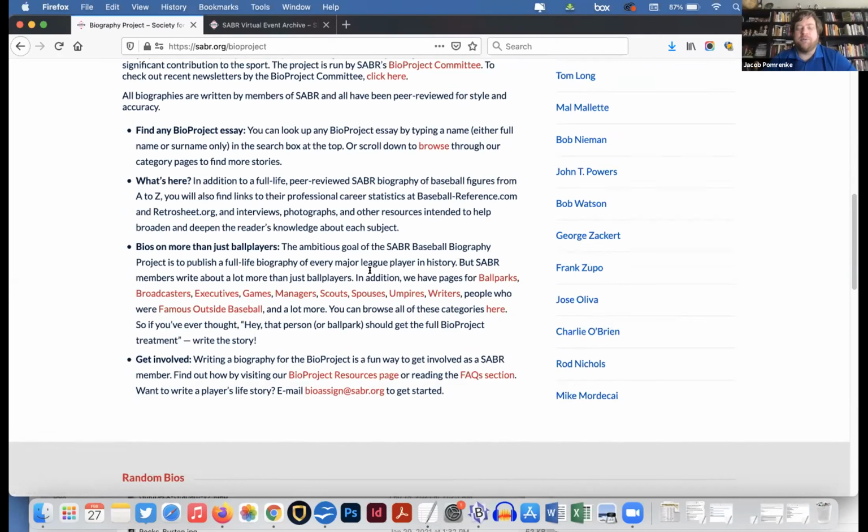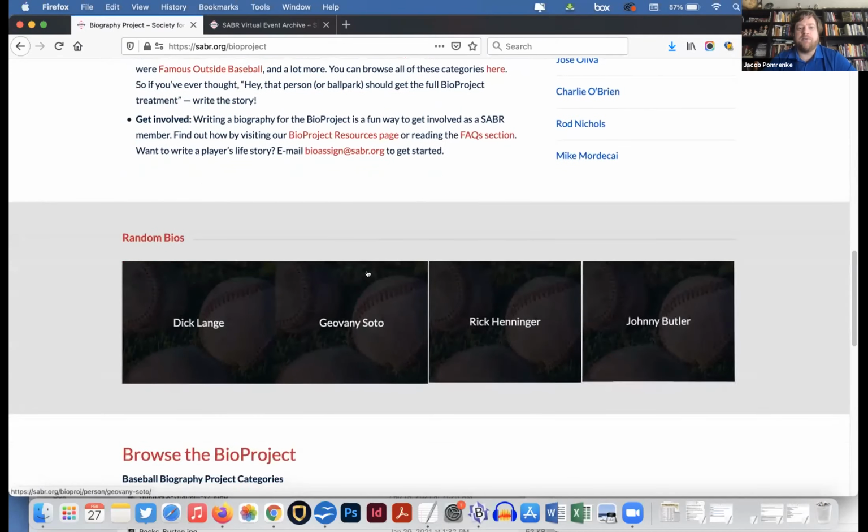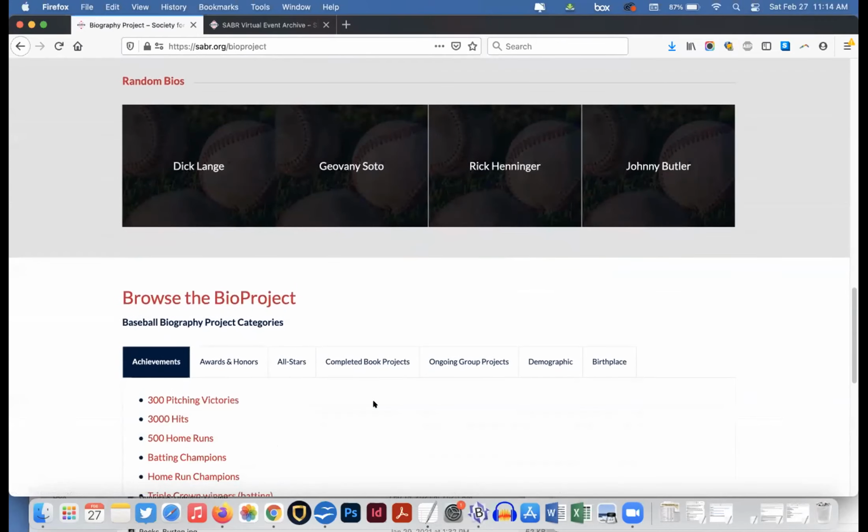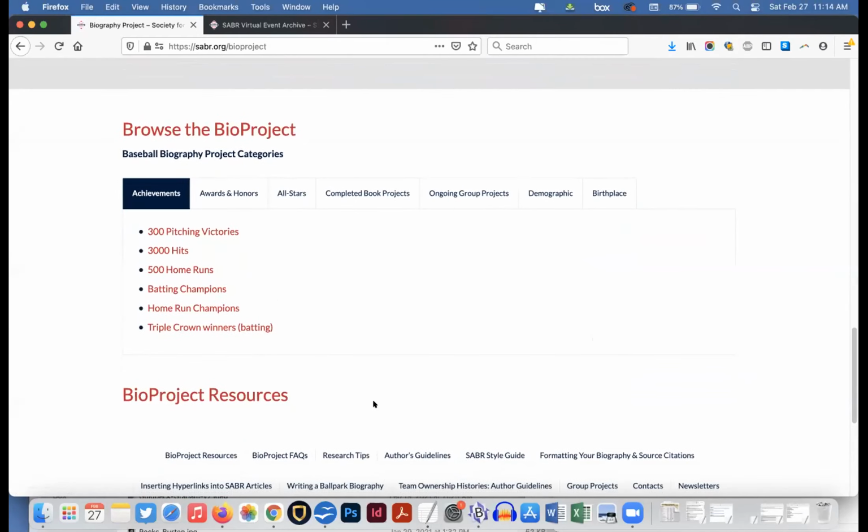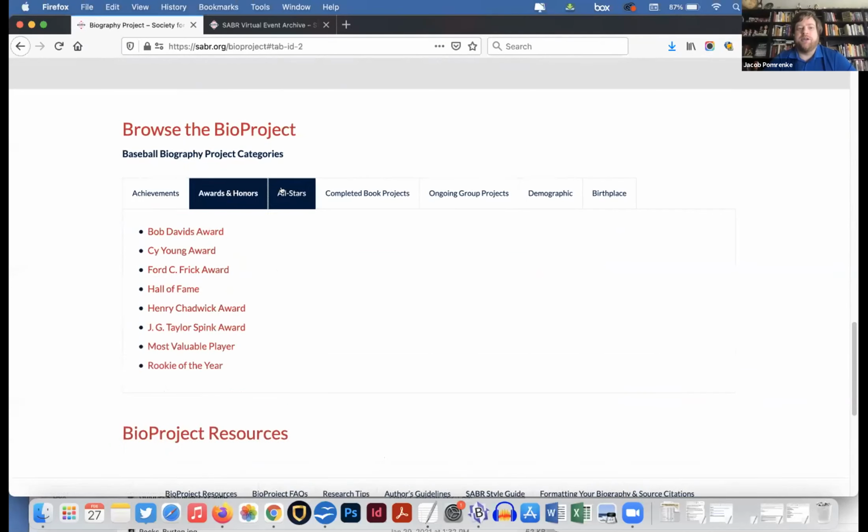So new bios are being posted all the time, and this is a great place to find them all in the bio project. You can also click through and read some random bios, learn about some players that you don't know about. And on the bio project, you can also go through these categories and find players who have 300 wins as a pitcher or 500 home runs as a hitter. And you can find all their bios on one page as well. So this is something not a whole lot of people know about that you can kind of browse through.